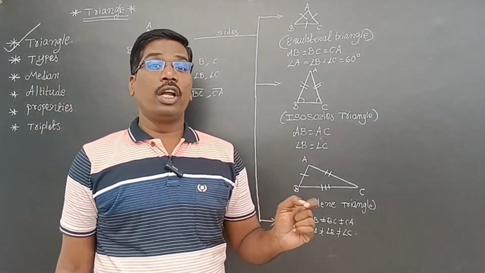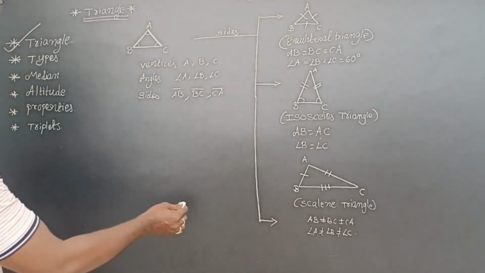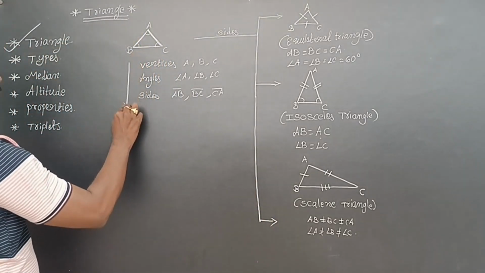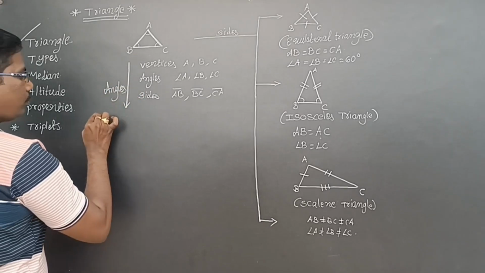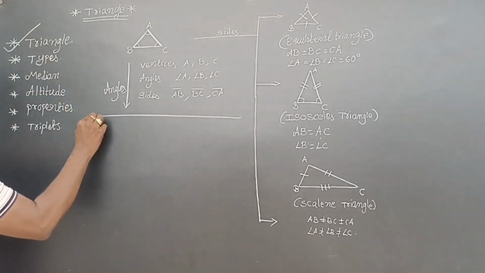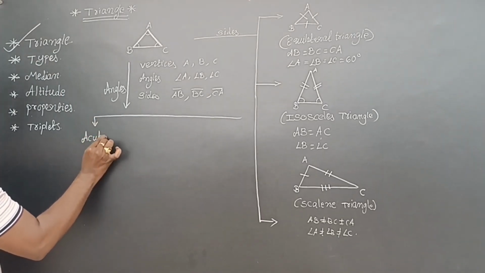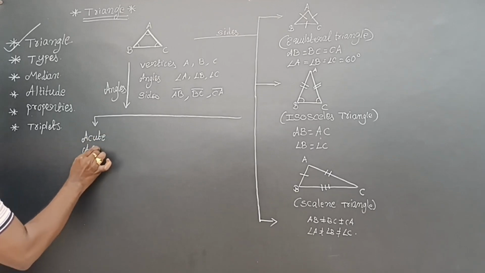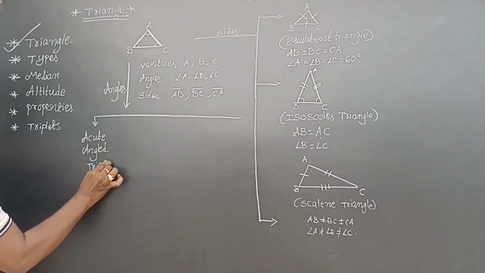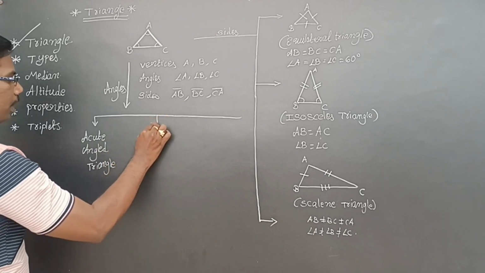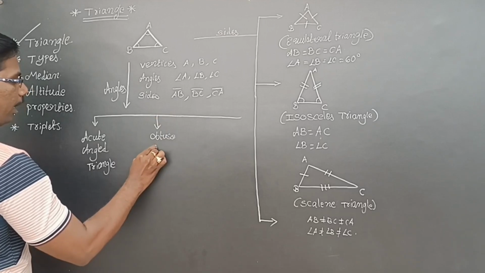Now triangles are also classified according to angles. Let us see. First of all, the acute angled triangle. The first one is the acute angled triangle, and the second one is the obtuse angled triangle.